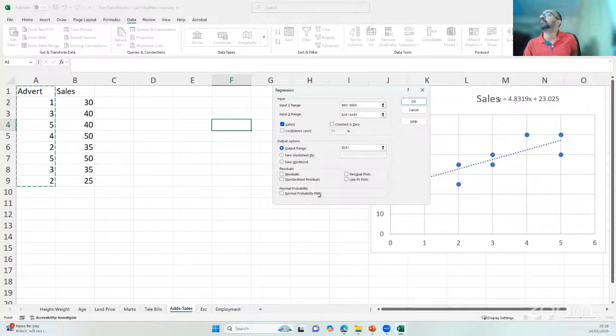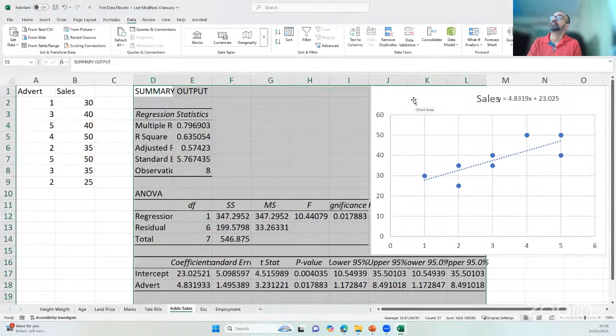Okay. Other things I won't change. It is the same. So be careful. This kind of mistake can happen. Then I will click OK. Okay. Now I get the output. So you can see here.